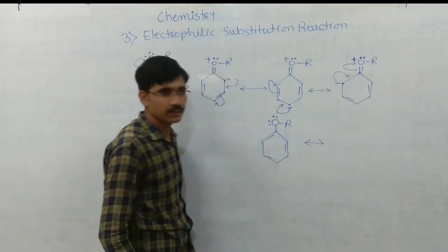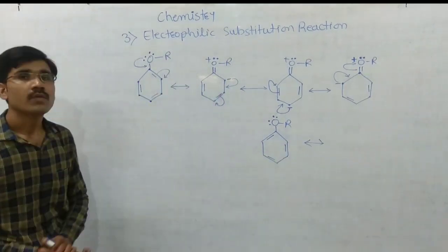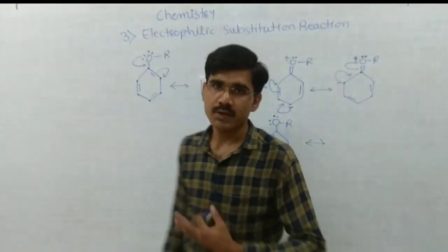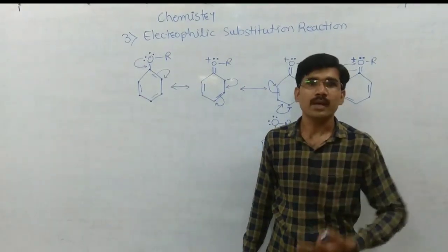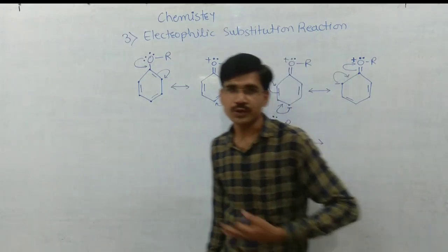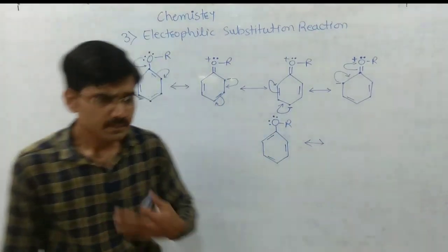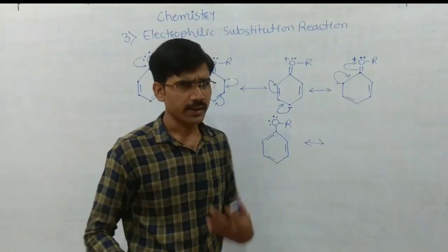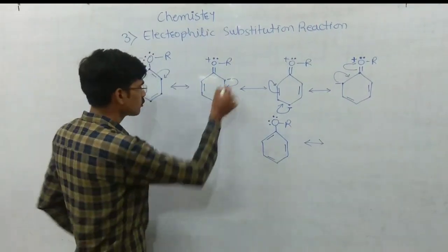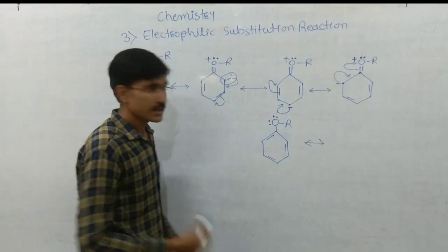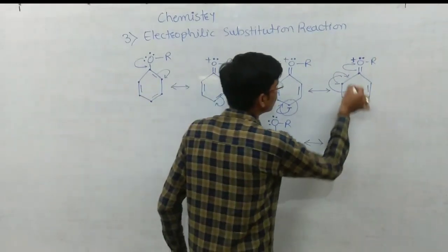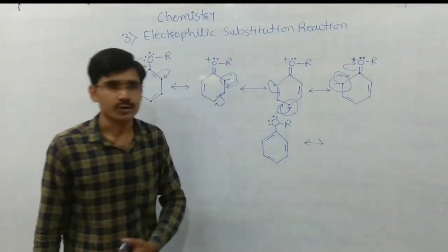Attached to R, and that structure we call a resonance structure also. That we also call activation of ortho position, para position and ortho position. Clear? That means the electrophile attacks on the ortho position, second on the para position, and third on again the ortho position.